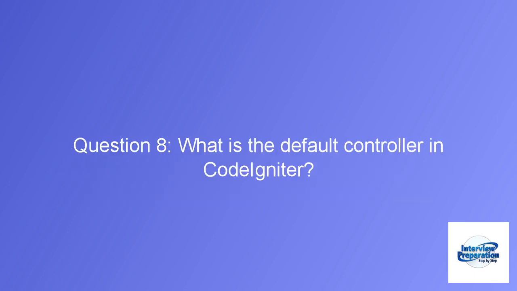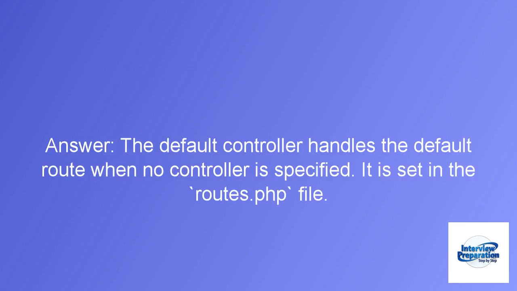Question 8. What is the default controller in CodeIgniter? Answer. The default controller handles the default route when no controller is specified. It is set in the routes.php file.